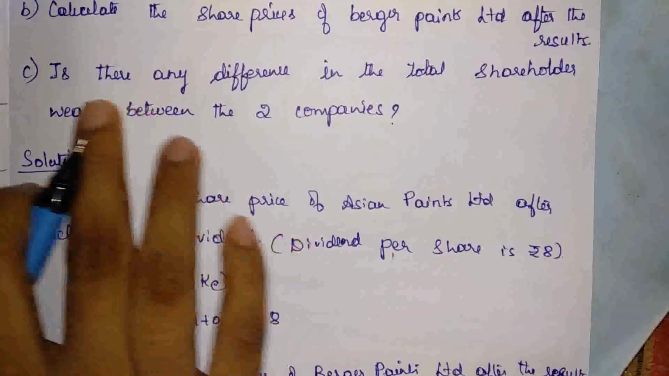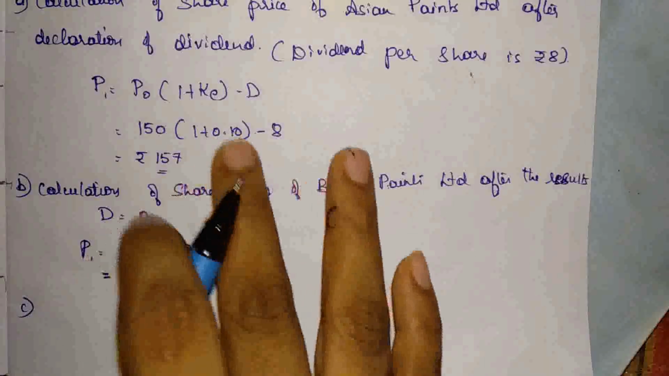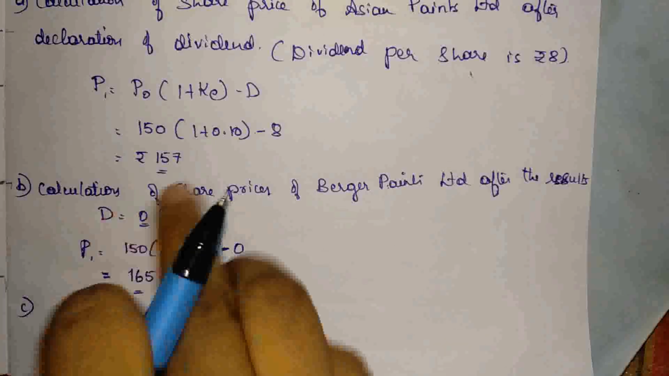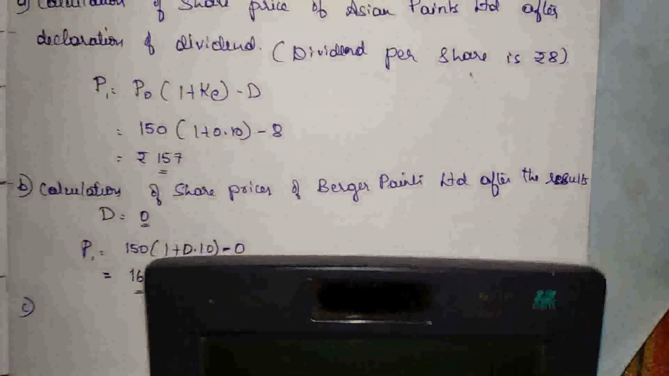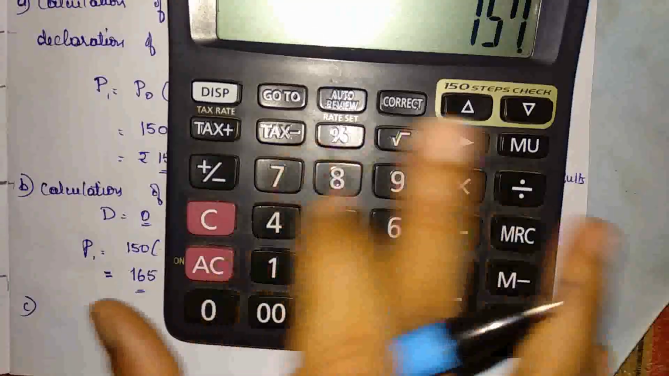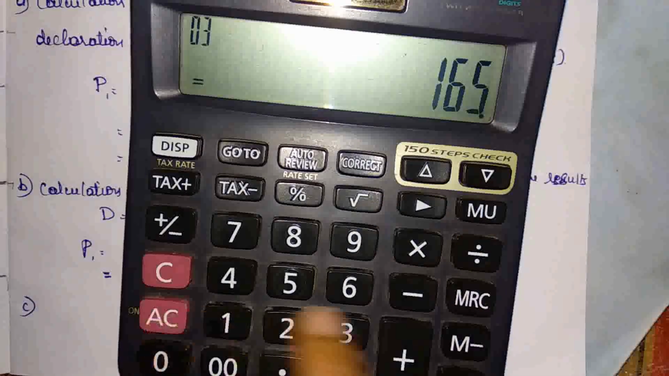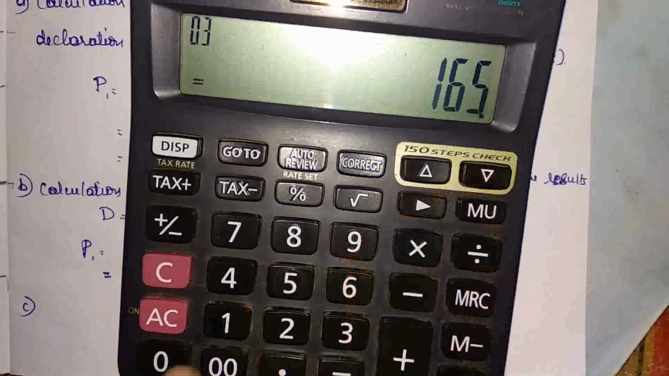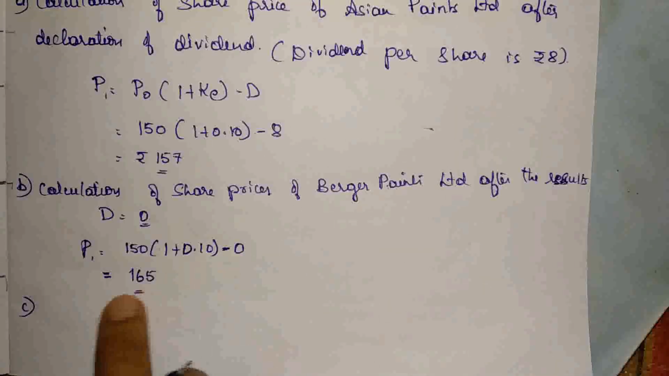Now we answer the third question: is there any difference in the total shareholder wealth between the two companies? You can observe here in the case of the first company, Asian Paints Limited, the share price is 157 and the dividend per share is rupees 8. So 157 plus 8, the total shareholders' wealth is 165. That is by declaring dividends. With the dividend, the shareholders' wealth is 165. In the case of the second company, even if there is no dividend, the share price is 165.